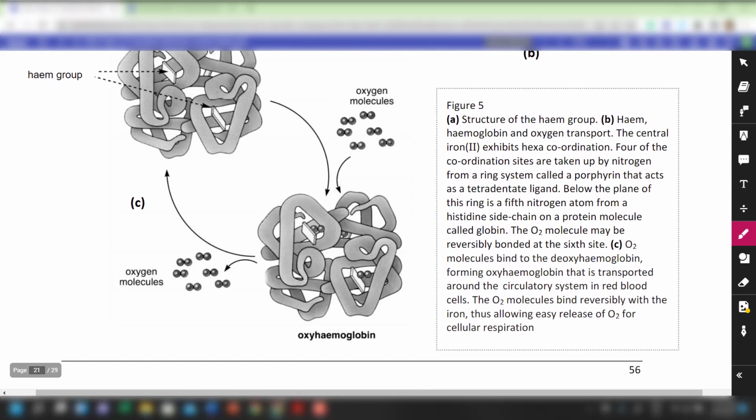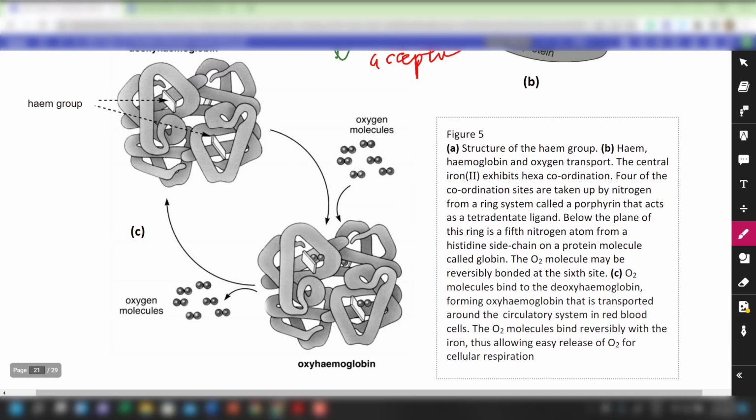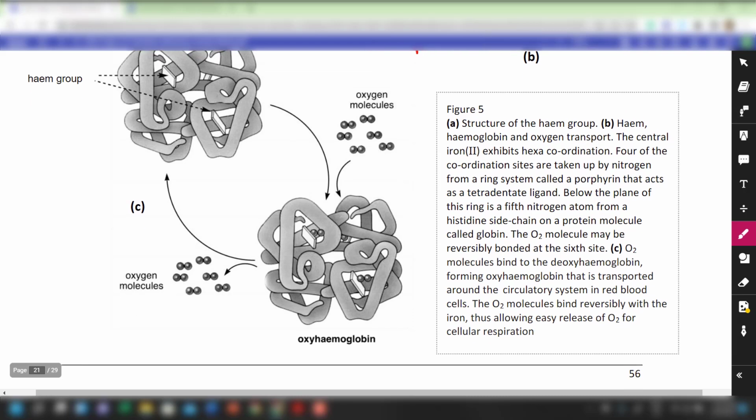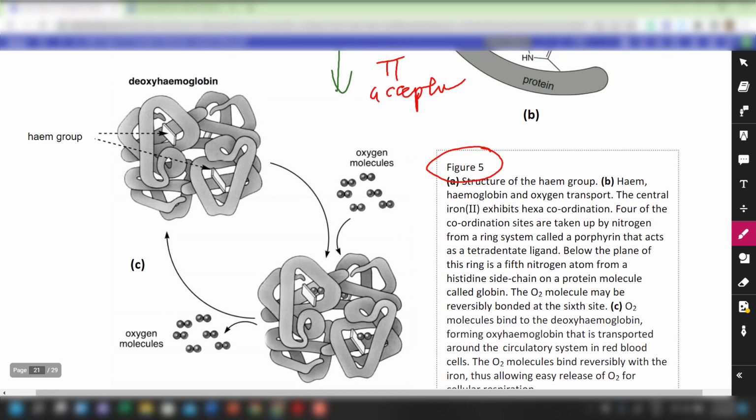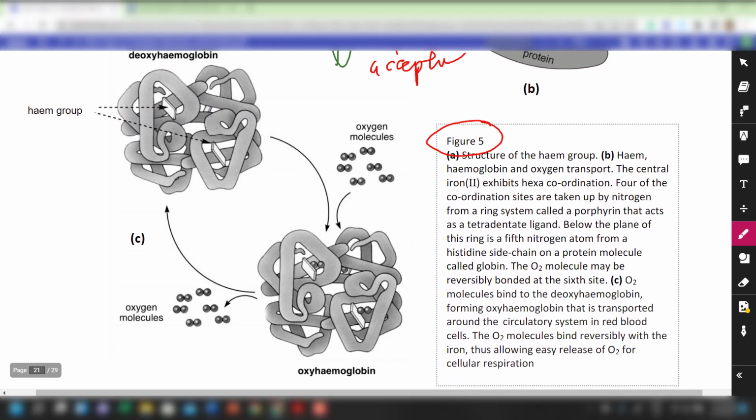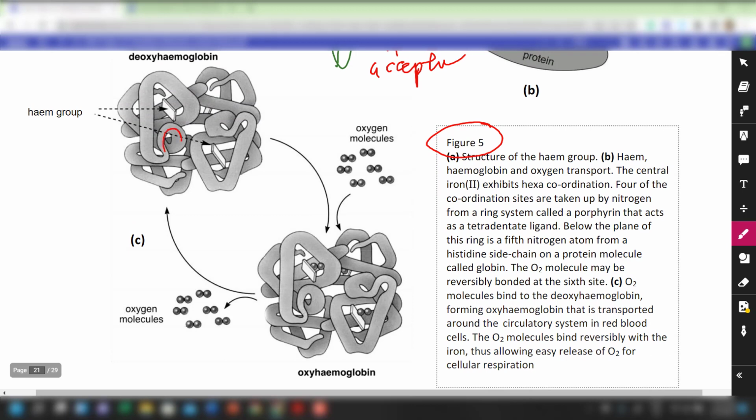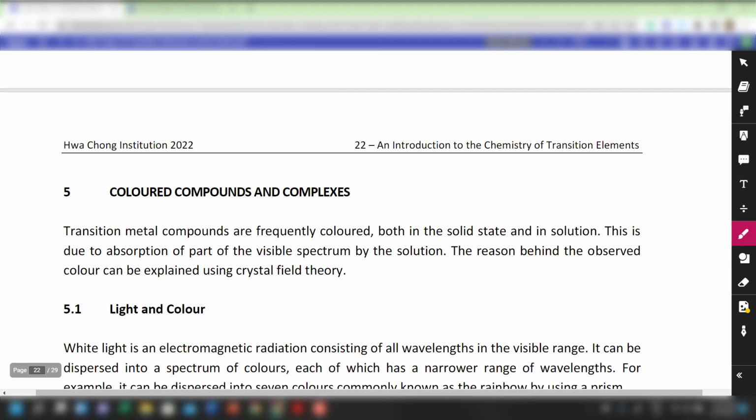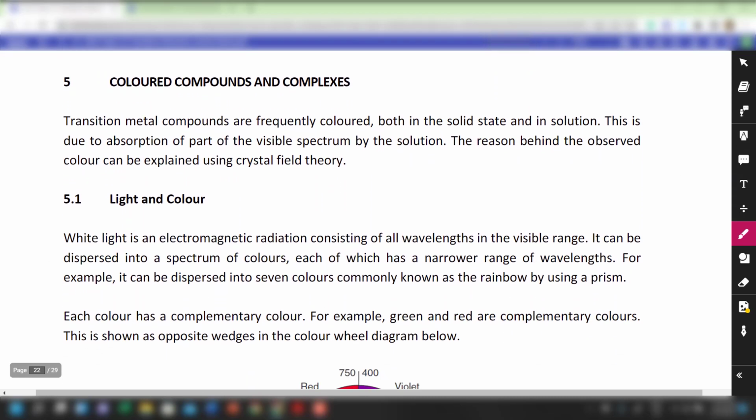You might want to have a brief understanding of how oxyhemoglobin looks like. If you take a look at figure 5, I think you can appreciate a little bit more. If not, then I think it is okay. You can just skip the biological part. Basically, this whole group is the protein surrounding the heme group. Then section 5, we are going to look at colored compounds and complexes.